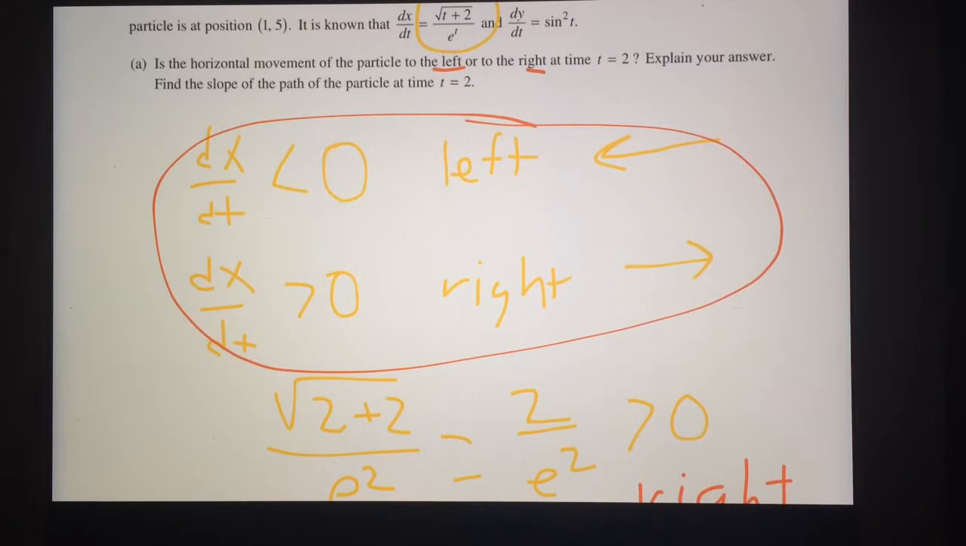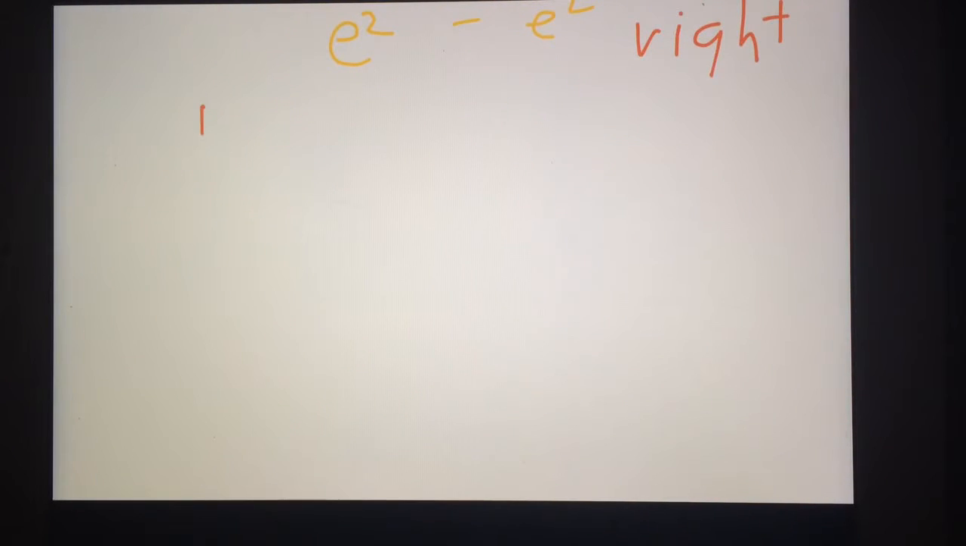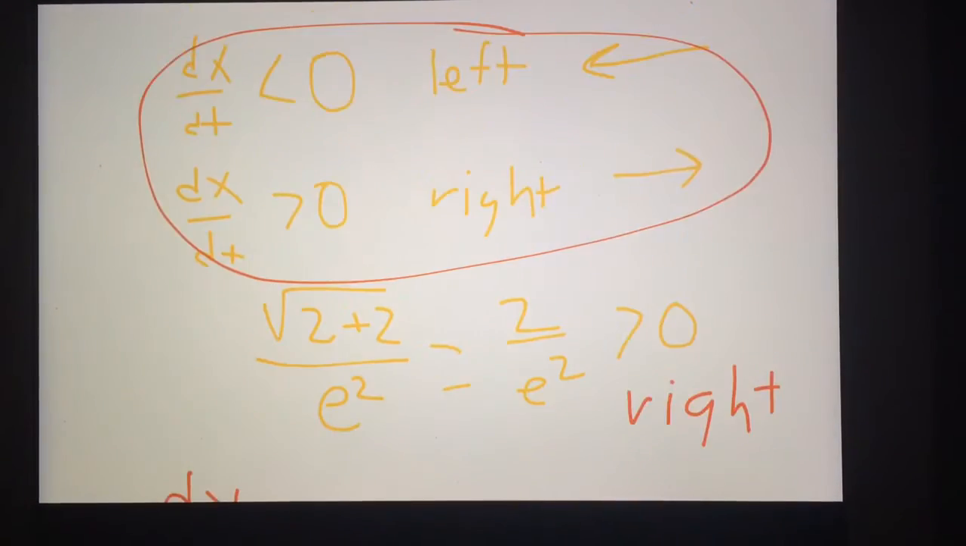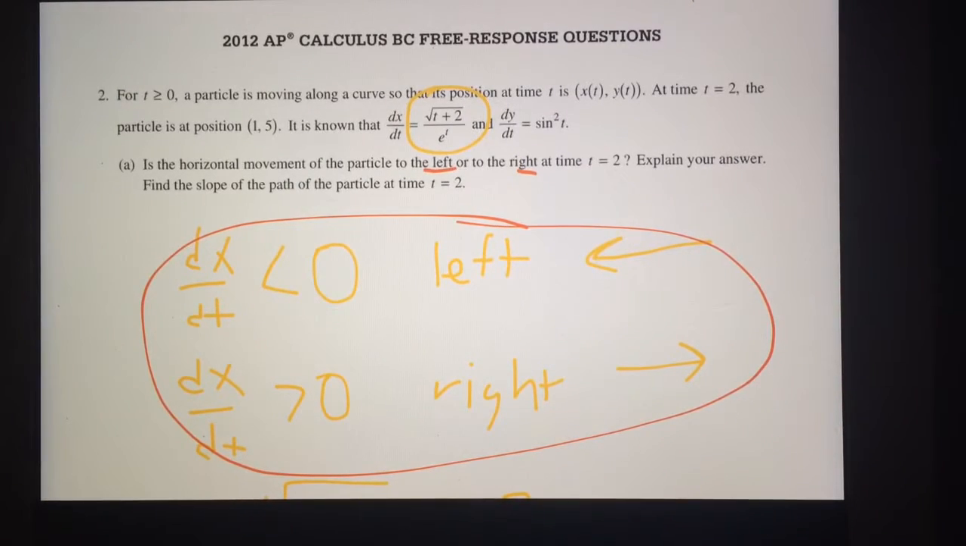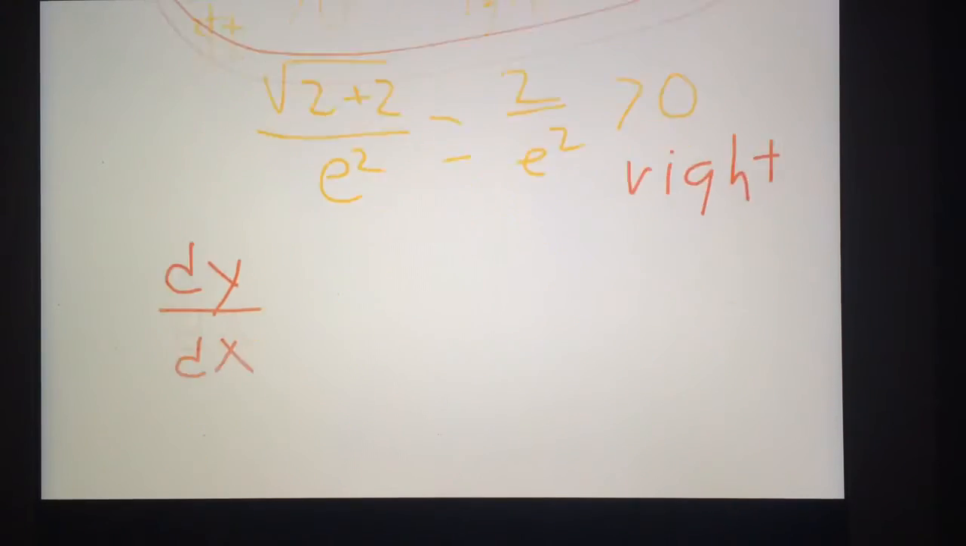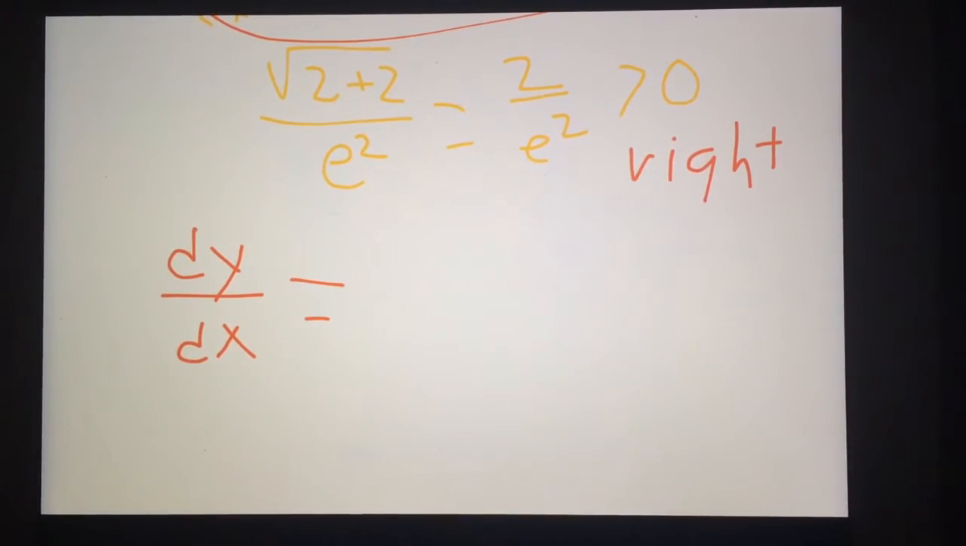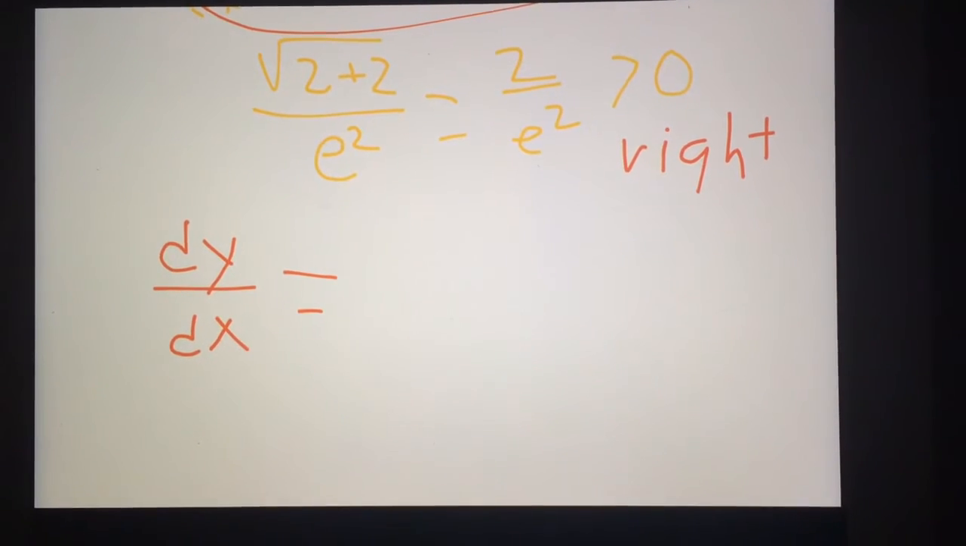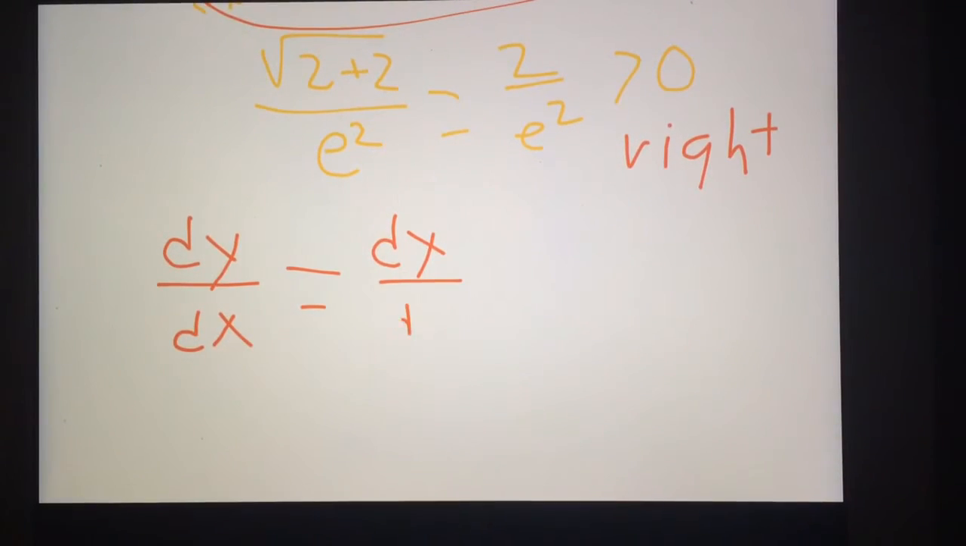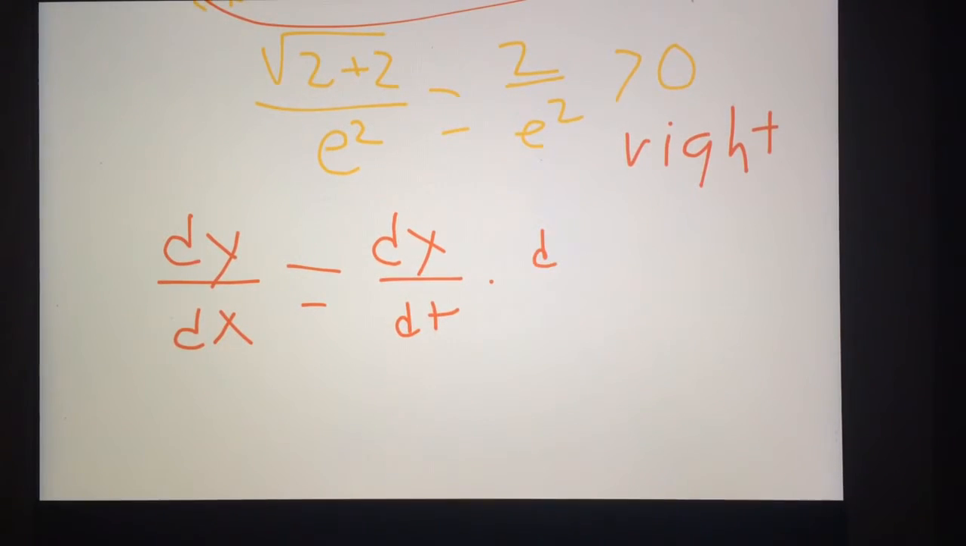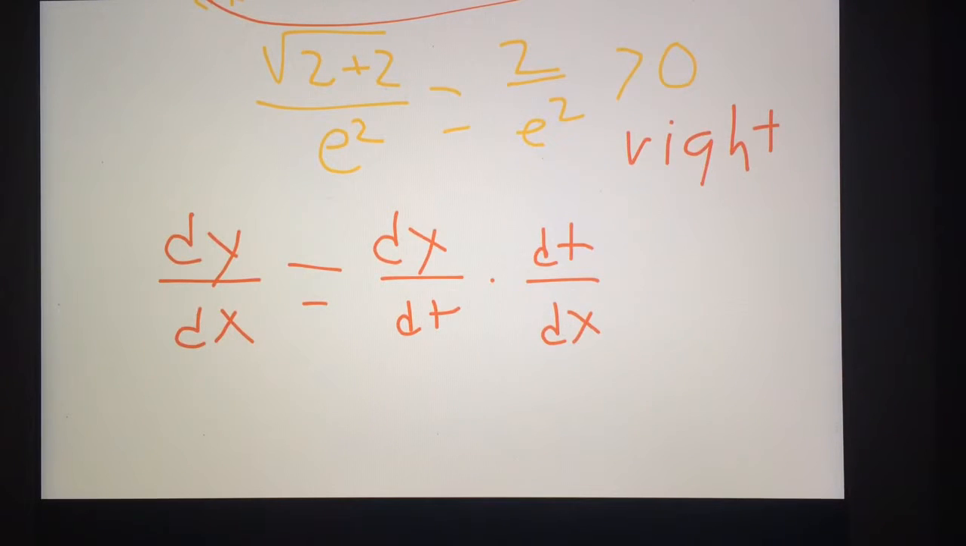Second part of the problem: find the slope of the path of the particle at time t equals 2. For slope, if you remember, that's equal to dy/dx. The issue is we don't have dy/dx. They just give us dy/dt and dx/dt. So we have to do a little math to get from one to the other. This is really equal to dy/dt times dt/dx, or the derivative of y divided by the derivative of x, because the dt terms cancel out and you get that.